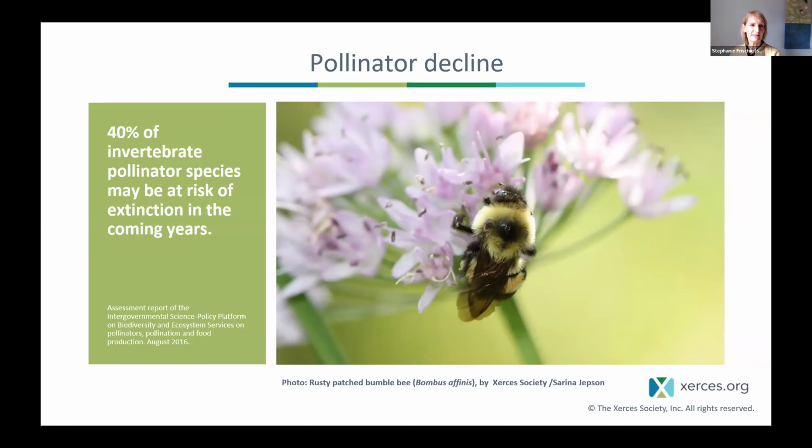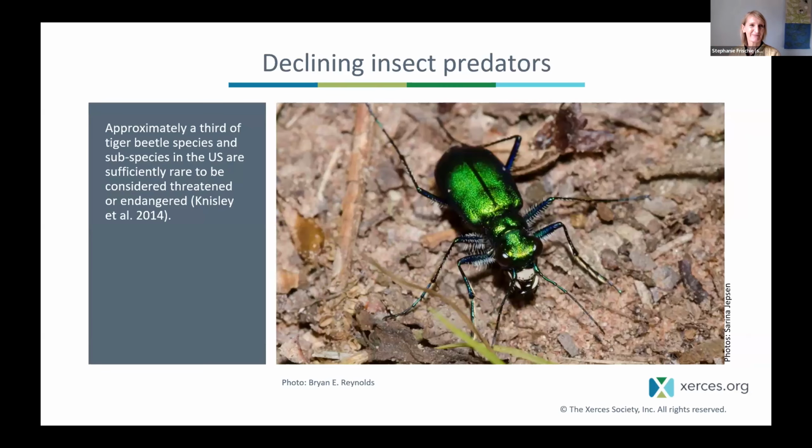Pollinators are also a group that's in decline. It's estimated that roughly 40% of invertebrate pollinator species, like the bumblebee pictured here, are at risk of extinction in coming years. And as we'll see, many of these native bees live in the soil for part of their life. And a beetle example here, this is a subspecies of a tiger beetle that is a predator on the soil surface. And this is another group that's been estimated to be sufficiently rare to be considered threatened or endangered.